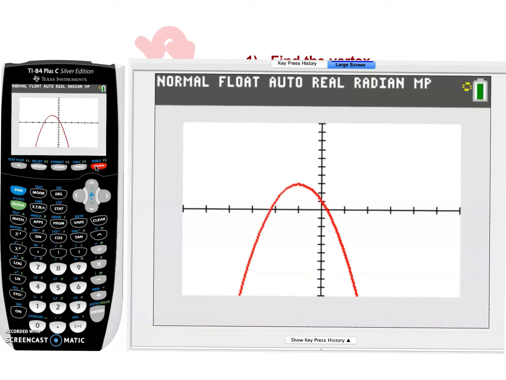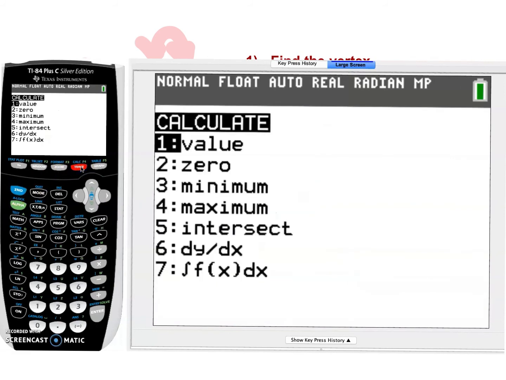Now, if I hit trace, I will see the y-intercept of 0, 1. I am going to show you how to find the vertex. So to do that, you're going to do second trace, and it's going to ask you a series of 3 questions, but we need to choose which one is right. If your parabola opens downward, it has a maximum, so you're going to choose option 4.